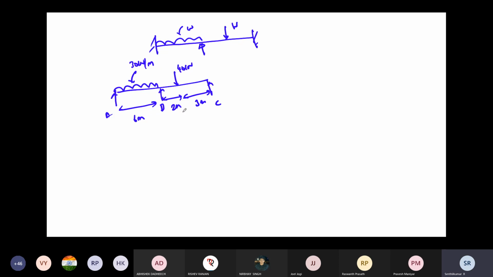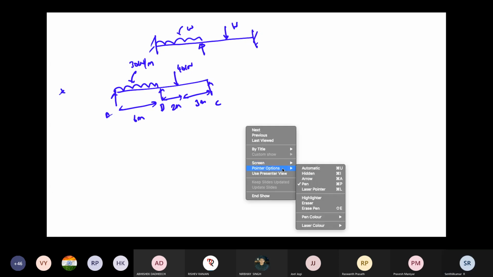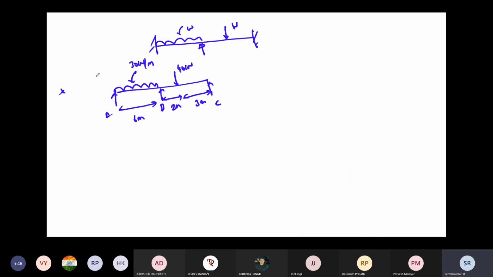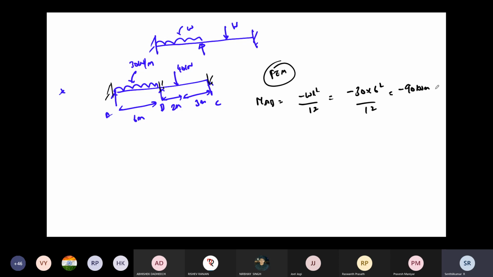So what is your first step in general for a problem? In slope deflection, what is your first step? We used to lock all the joints, right? I have to assume this is also fixed, this is also fixed, this is also fixed. Then I have to calculate fixed end moments, right? What is your MAB? Minus WL square by 12, minus 30 times 6 square by 12 is equal to minus 90 kilonewton meter.